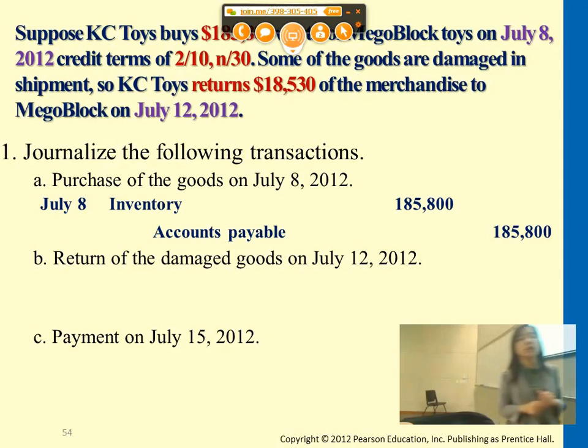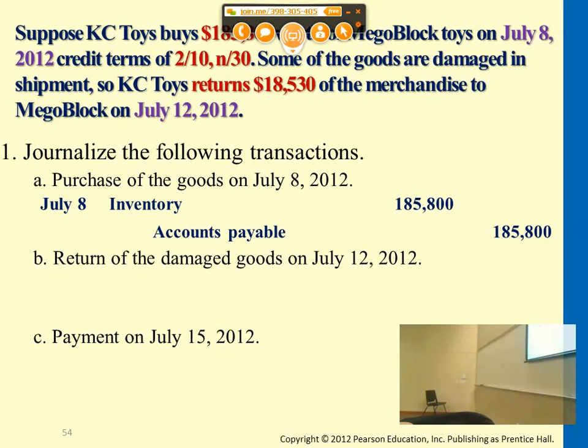Okay, so July 8th, this is a purchase entry, increase inventory, increase accounts payable. Now when it reaches 4 days later, they did the inspection, they realized they need to return some of the goods, and the seller also wants to keep the damaged goods, possibly if they could maintain it or fix it in a way to then resell it to other customers, they may want to collect the goods.